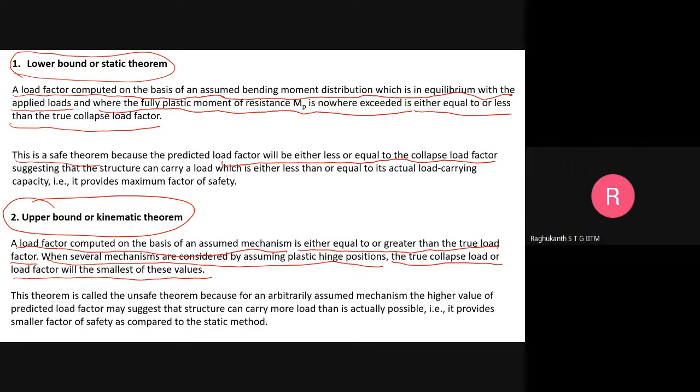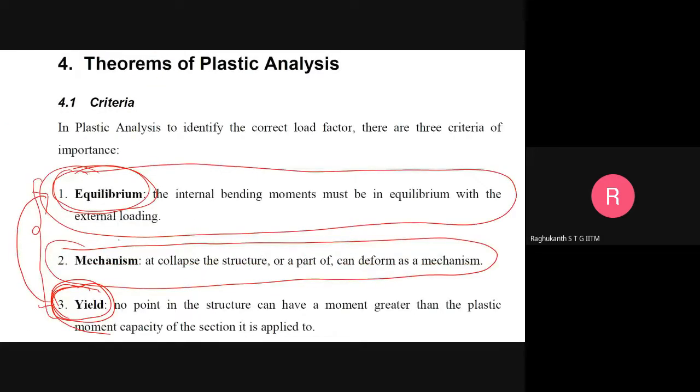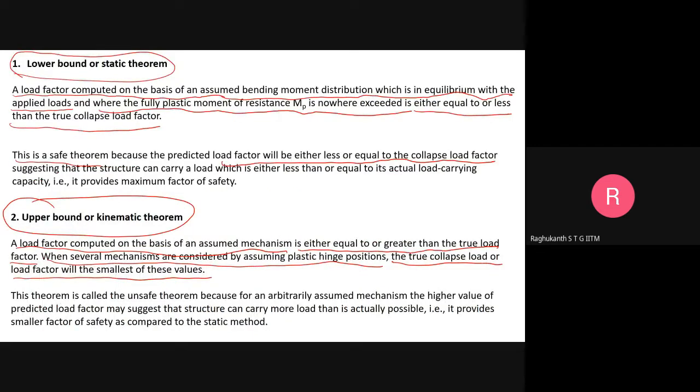So this theorem is based on the mechanism condition, and of course equilibrium will be there. We will not be using the third condition. Based on these two, you apply this theorem. They say this is an unsafe theorem, because there is a chance of getting high load factors from this kinematic theorem.